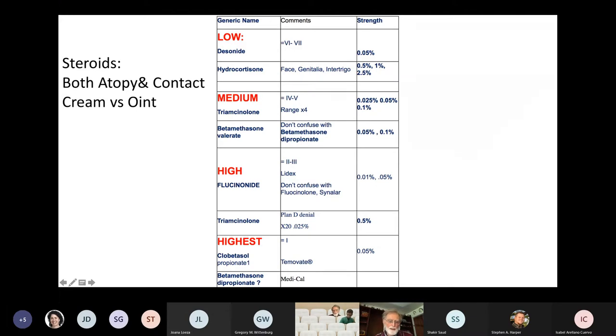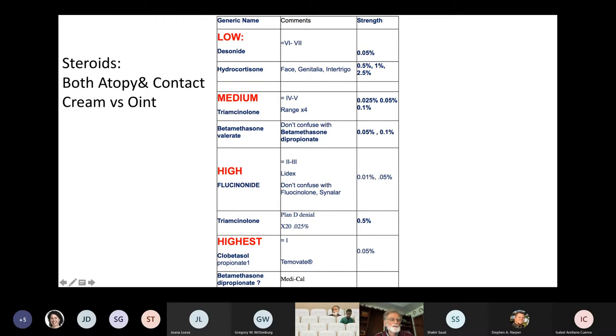clobetasol or Temovate. Medi-Cal doesn't cover it. So then we go to betamethasone dipropionate. Make sure you have the right betamethasone. There's a betamethasone valerate that you can see under medium that you might confuse. You're not giving something as strong as what you think.